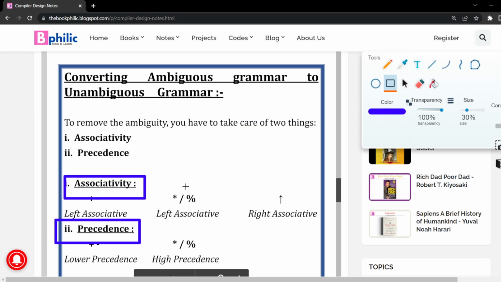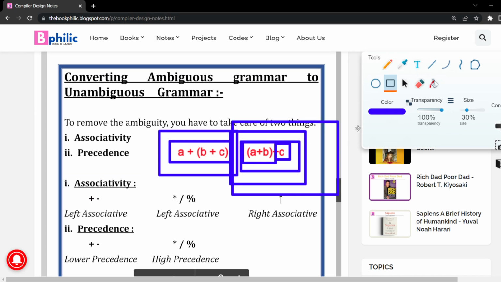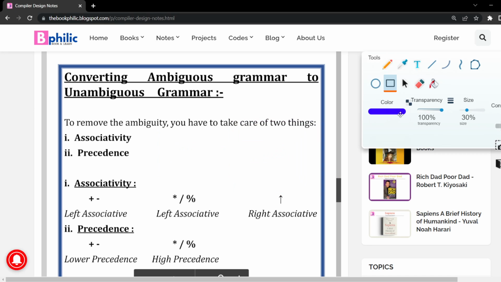Now in case of precedence, suppose there is more than one operator. In our previous example there was only one operator, that is plus, appearing two times. But what happens when there is more than one operator? Suppose a plus b minus c. Let us take one more example, a plus b star c. We can write it first as (a plus b) and then star c.